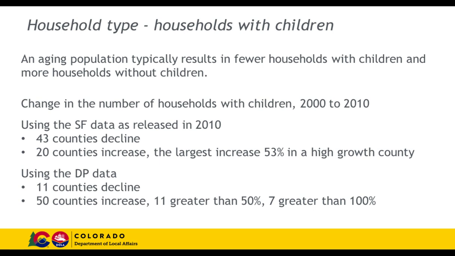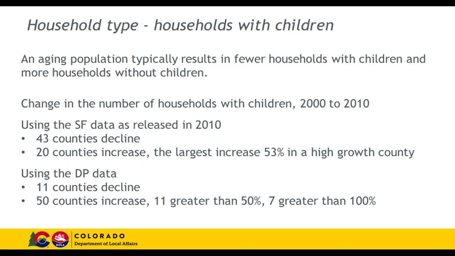Again, with household type and temporal changes, we wanted to take a look at just the number of households with children. An aging population typically results in fewer households with children and more households without children. This makes sense. As our kids grow up, they move out. And so Colorado has been aging, as well as most of the United States. But when we look at that change in the number of households with children, using the data as released in 2010 from the SF file, we saw 43 counties decline in the number of households with children, 20 increased, and only one stayed the same. You know, the largest increase was 53% in a high-growth county, which makes sense because they tend to attract young adults as migrants, and so the households with children being larger there. And so it was just in line with what we would have expected in terms of an aging population.